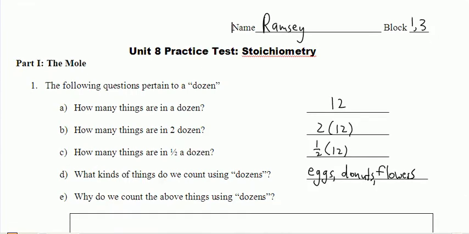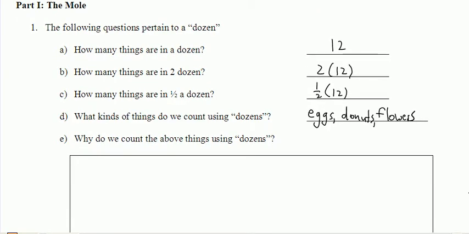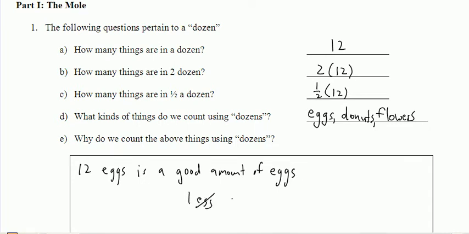Why do we count the above things using dozens? 12 eggs is a good amount of eggs. If I went to the store and bought 1 egg, it wouldn't be enough. 1 egg, not good. If I bought 100 eggs, that's too many. But 12 eggs, that's good.